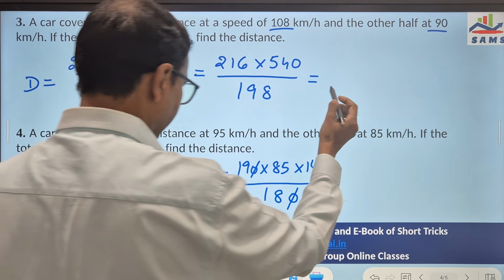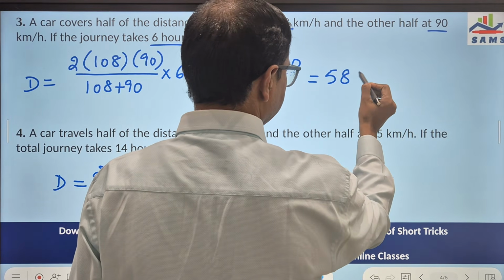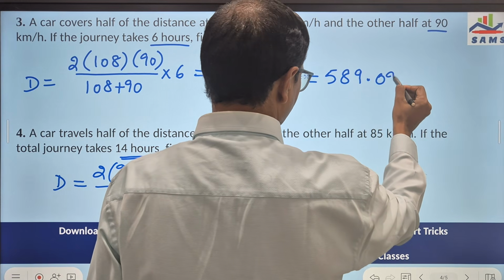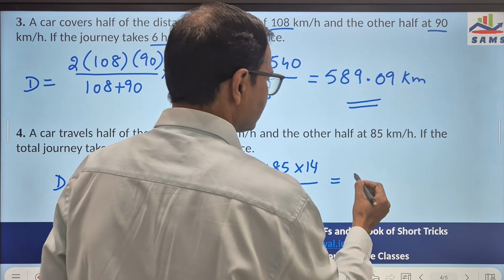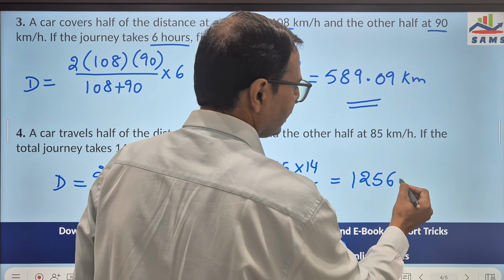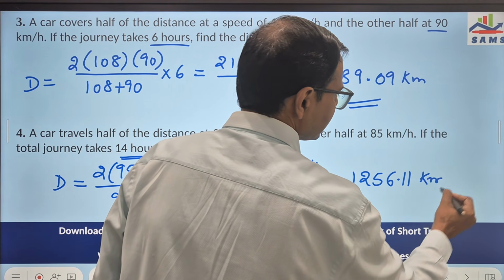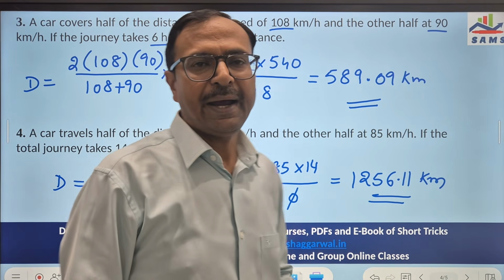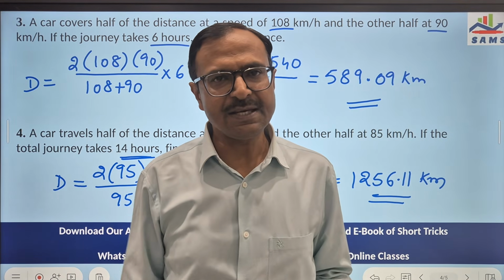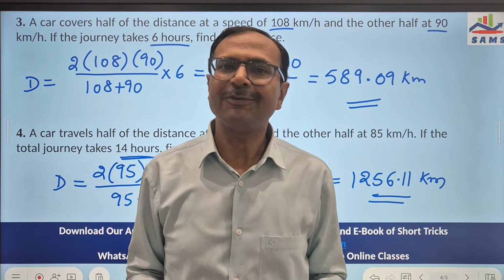So for the third one, we will get 589.09 kilometers. This is the answer. And for the last one, it is 1256.11 kilometers. See, the questions are not difficult. It is just the concept which we need to understand and know, and suddenly the problem becomes easier for us because the short trick works for us.